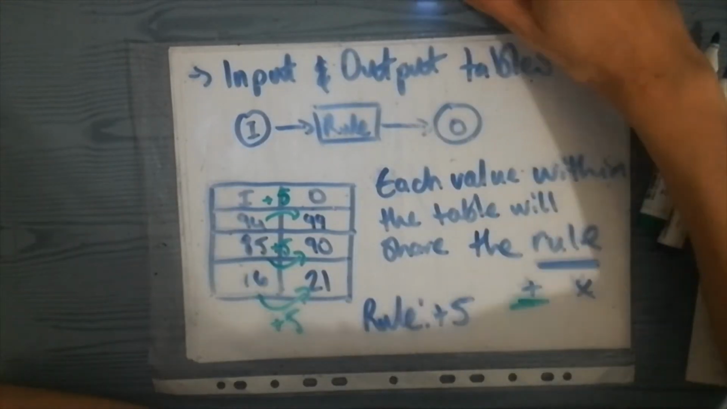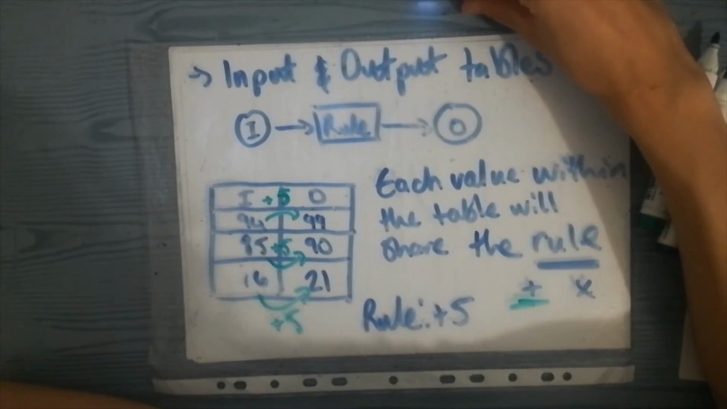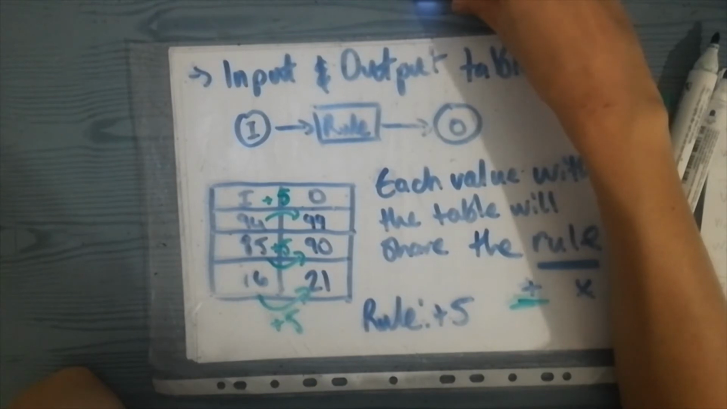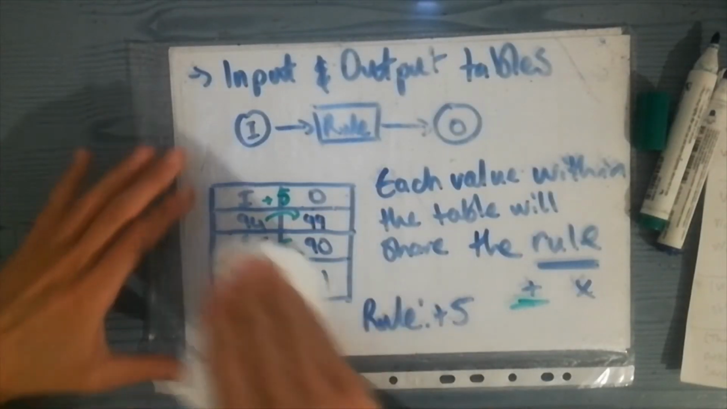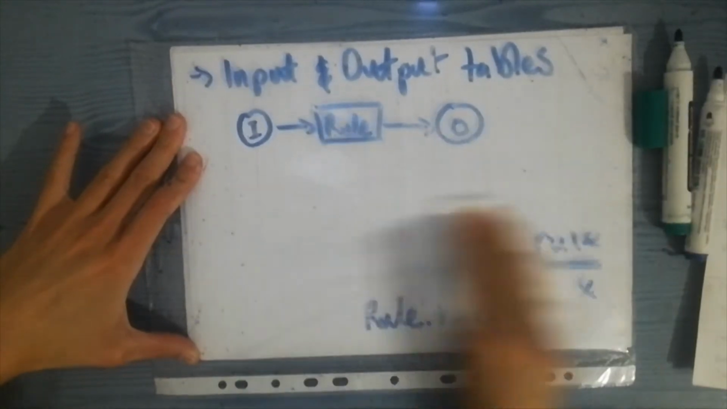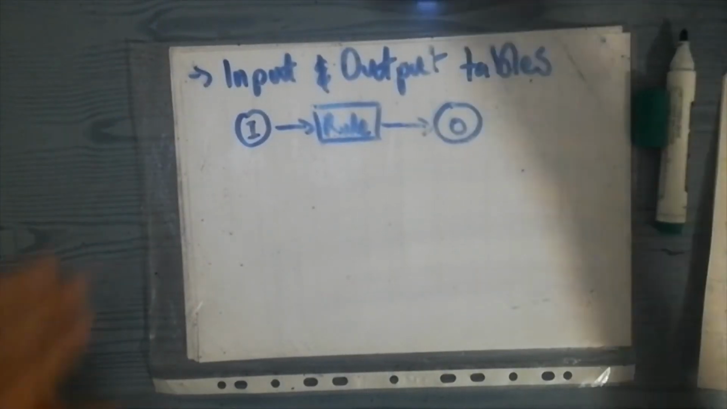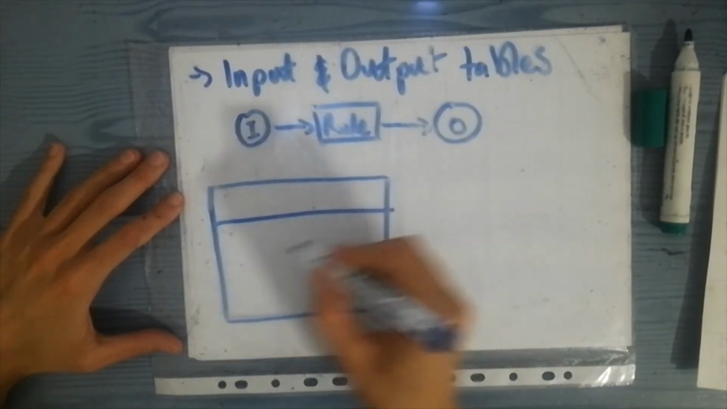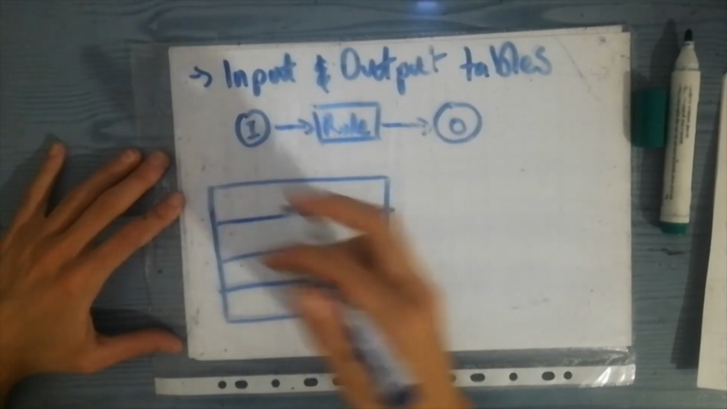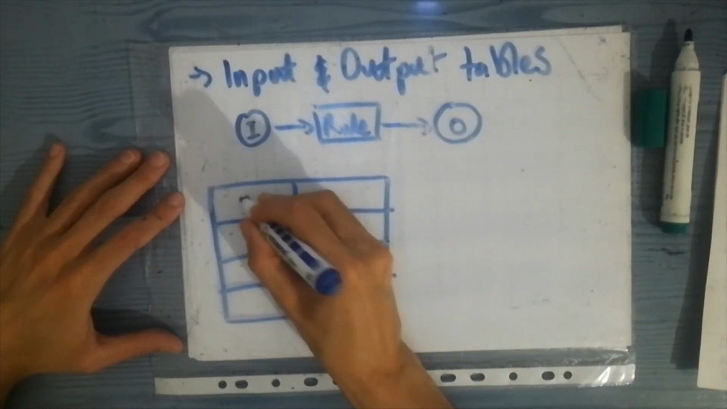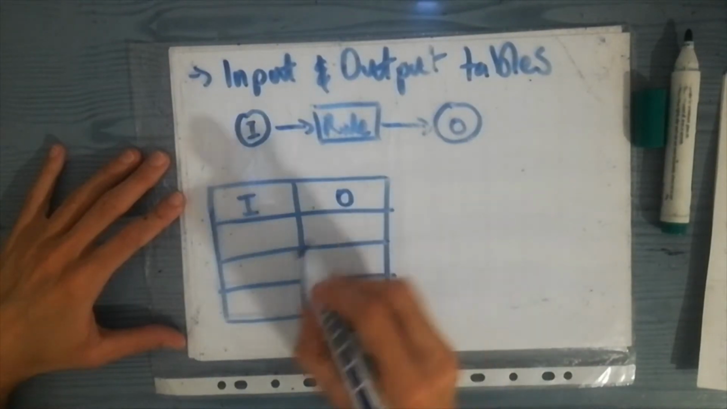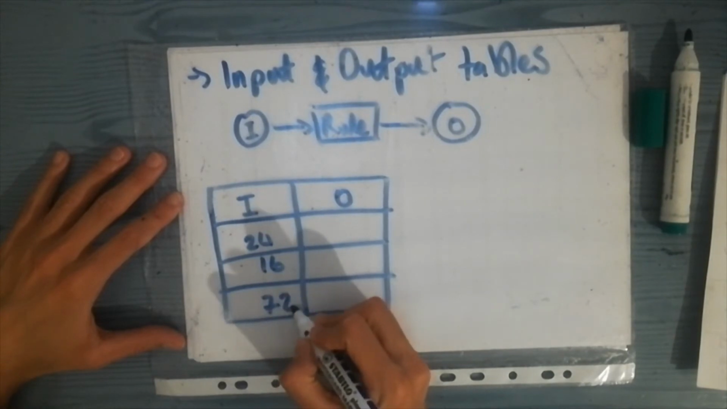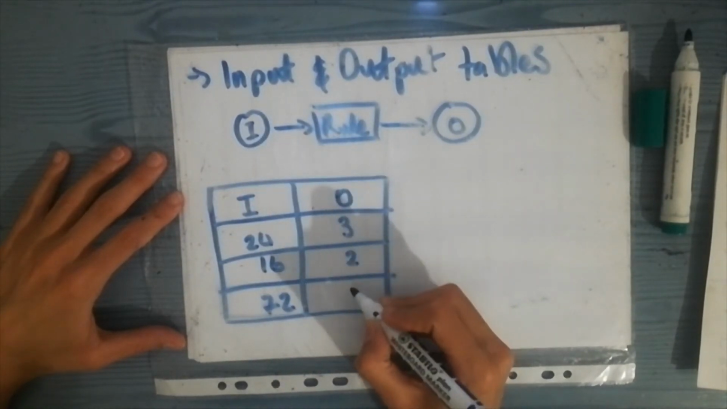Let's just do one more and then we'll see how we get on. Let me draw another input and output table, girls. So remember, the input and output table represents a number machine. So each of these tables will have its own rule. For this particular table, the inputs are 24, 16, 72, and the outputs 3, 2, 9.